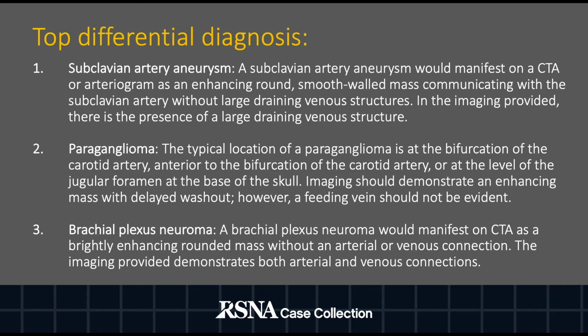Brachial plexus neuroma. A brachial plexus neuroma will manifest on CTA as a brightly enhancing rounded mass, without an arterial or venous connection. The imaging provided demonstrates both arterial and venous connections.